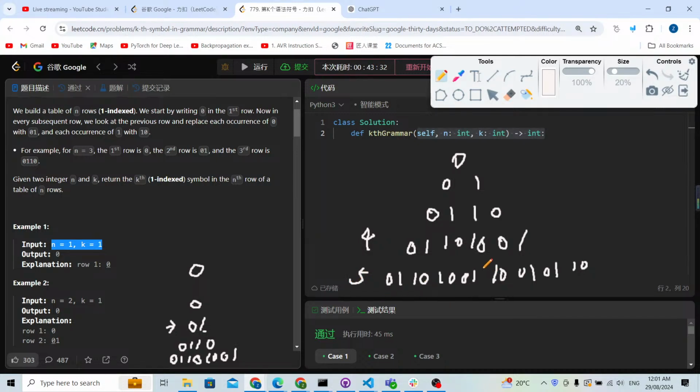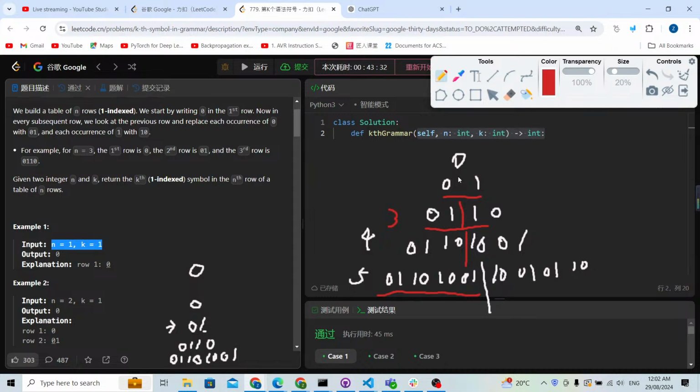Now let's check the fifth row. For this row, let's split it into two parts. From the left side, we can see that it is 0, 1, 1, 0, 1, 0, 0, 1. It's exactly the same as the previous row, which is 0, 1, 1, 0, 1, 0, 0, 1. Now let's check the left part of the previous row. It is 0, 1, 1, 0, exactly like the previous row. Now let's check this part. The third row, the left part, 0, 1, is exactly like the previous row.